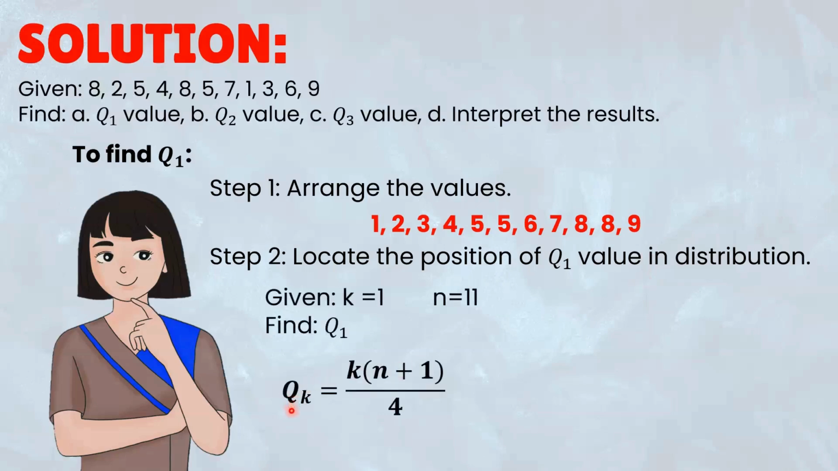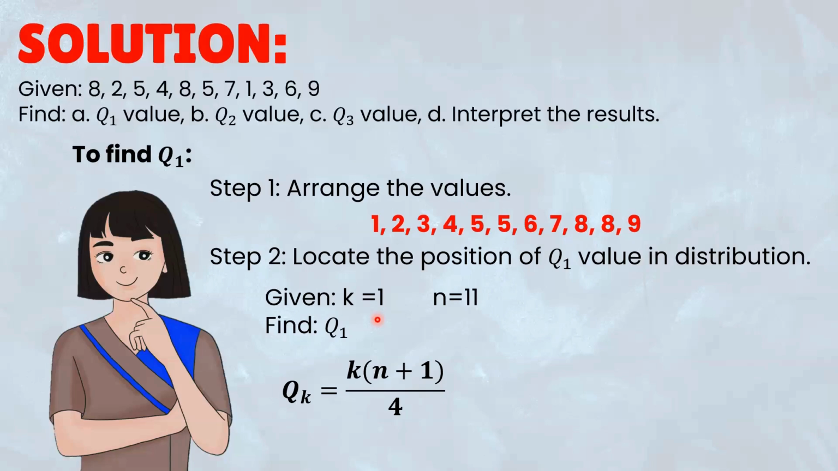Okay, so our formula is Q sub k is equal to k times the quantity n plus 1 over 4. We are looking for the quartile 1 value, that's why we have here Q sub 1. Our k is equal to 1, because Q sub 1 is in the form Q sub k. We have Q and Q, so k is therefore equal to 1. So if we are looking for quartile 1, k is equal to 1.